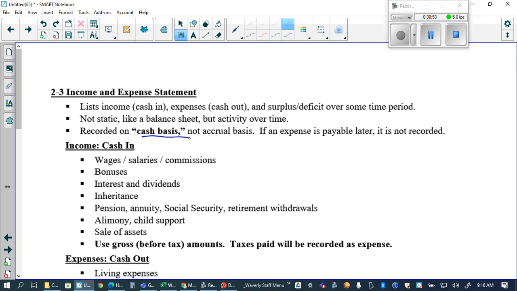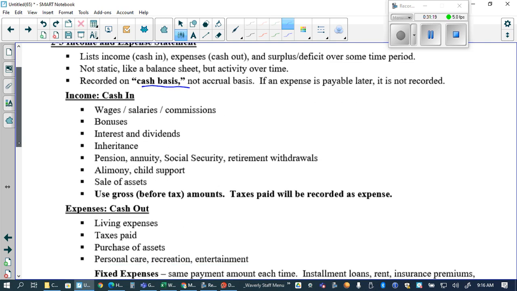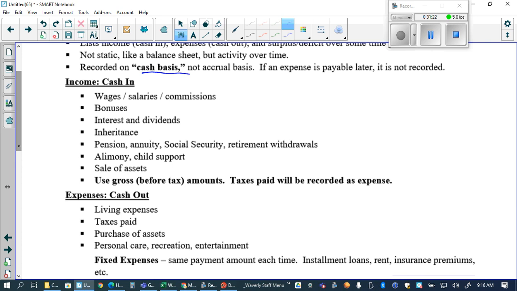Okay. So income is the cash in part of the income and expense statement. All your wages, salaries, commissions, any other thing you get, bonuses at work, any interest that you earn, like on your savings account. When we get to chapter 3, we'll have a statement like a 1099 interest form that you'll record for tax purposes. And dividends, inheritance, pensions. You get the idea. Getting alimony or child support payment from a spouse, that's cash in. If you sell something, say you sell your ATV for $800, that's cash in. That goes on there.